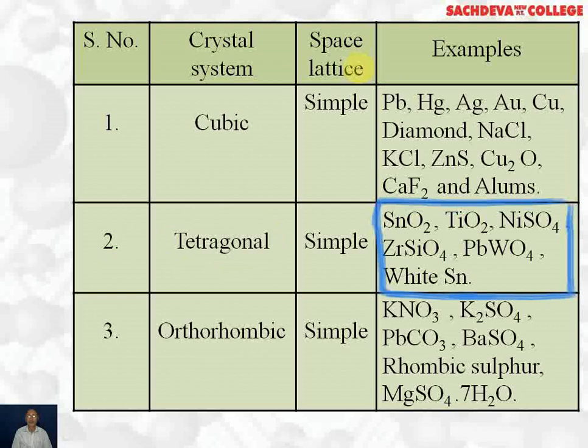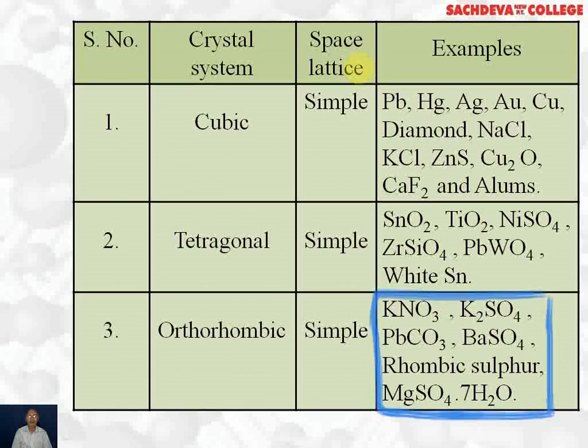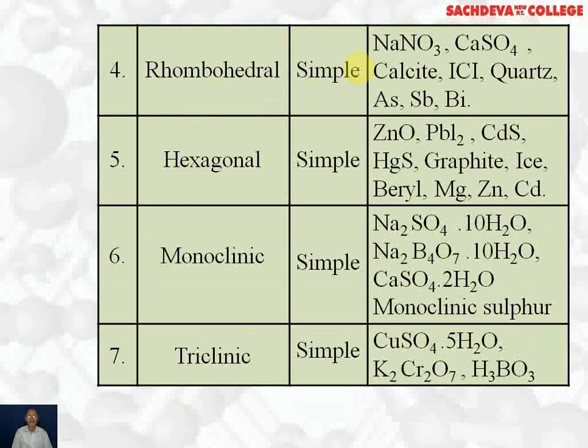ZrSiO4, PbWO4, and white tin. Orthorhombic system belongs to potassium nitrate, potassium sulfate, lead carbonate, barium sulfate, rhombic sulfur, Epsom salt, MgSO4·7H2O. Rhombohedral system examples are sodium nitrate, calcium sulfate, calcite, iodine chloride, quartz, arsenic, antimony, bismuth.